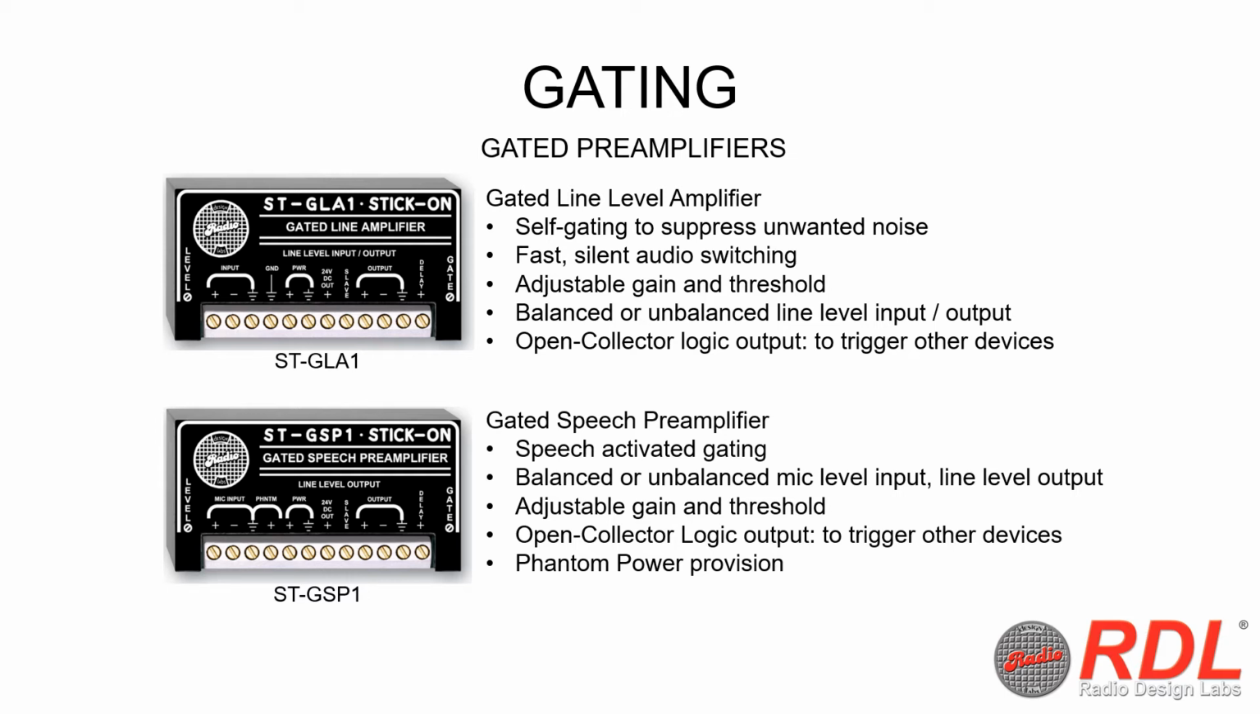The ST-GSP1 is a gated speech amplifier. Its circuitry is designed to activate the gate based on the presence of speech. It supports balanced or unbalanced mic level input and has line level output. It has adjustable gain and threshold, and it also has an open collector logic output to trigger other devices. This unit even has a phantom power provision to support condenser microphones.